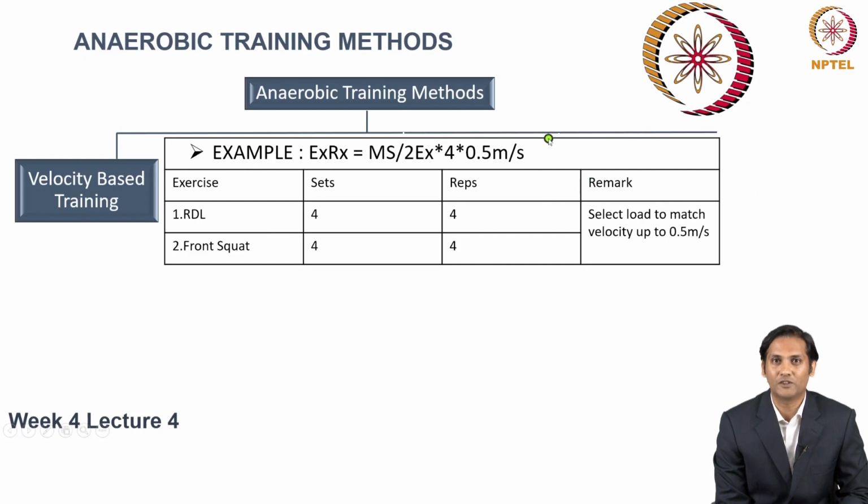Now, considering the inverse relationship between the velocity of movement and load lifted, because the velocity is much lower, the relative load to perform the RDL will be much higher, which will represent your muscular strength ability.